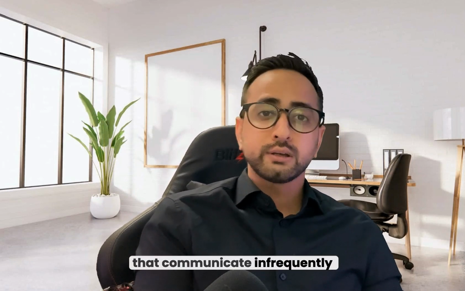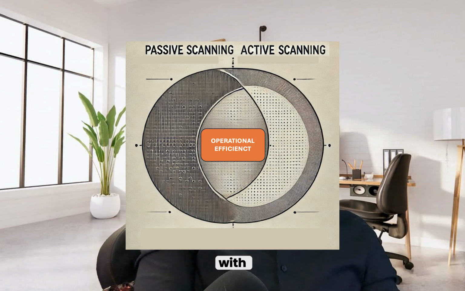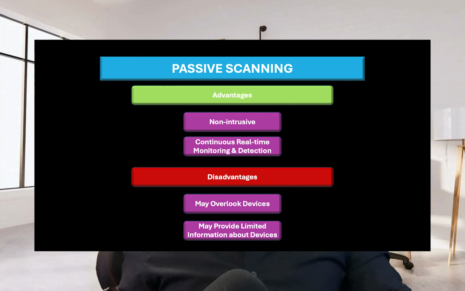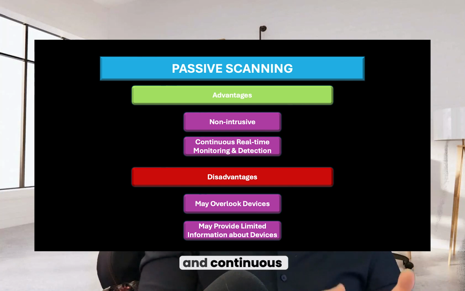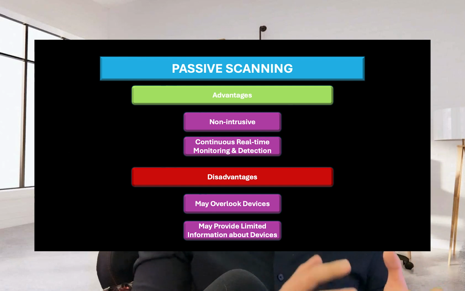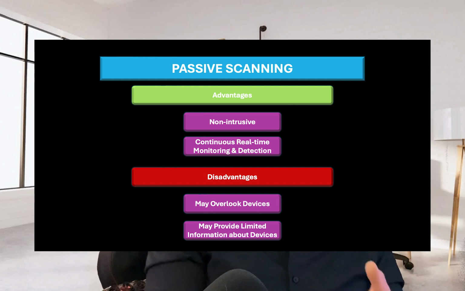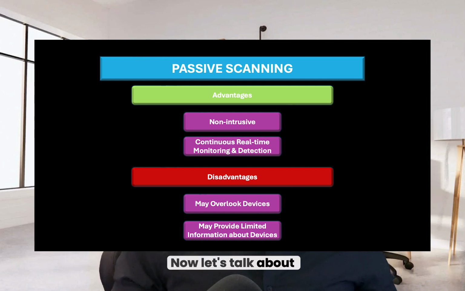For instance, devices that communicate infrequently or use encrypted traffic might not be fully identified. This is where combining it with active scanning can fill in the gaps, but we'll get into that later. So the advantages of passive scanning are that it's non-intrusive and offers continuous real-time monitoring. The cons, on the other hand, are that it might miss devices that don't talk too much and doesn't always give you the detailed information. Now, let's talk about active scanning.